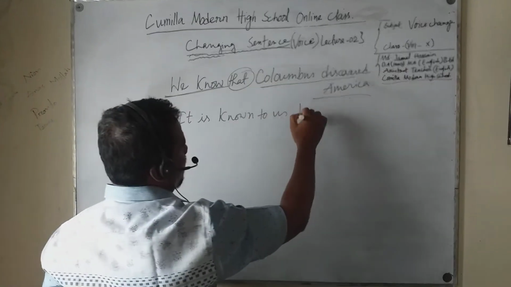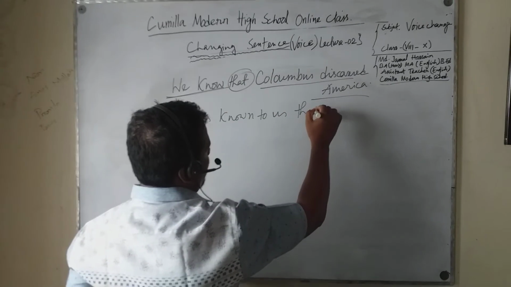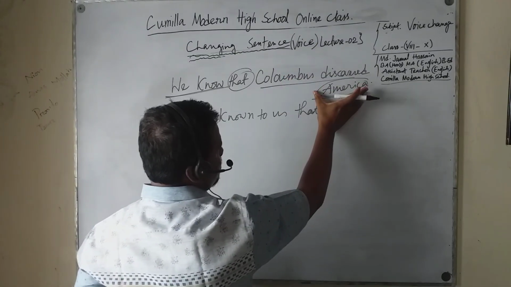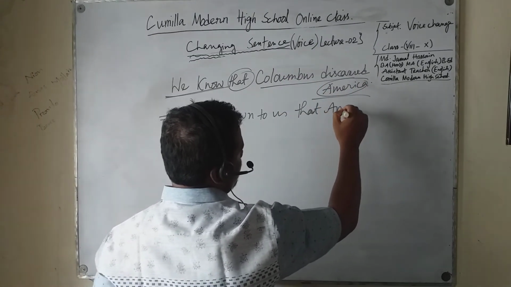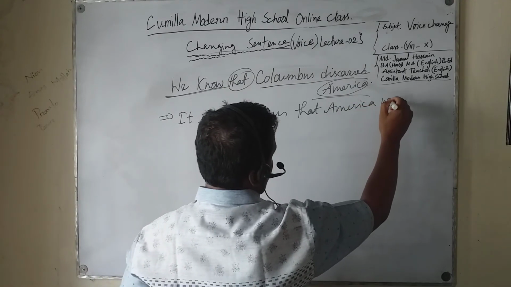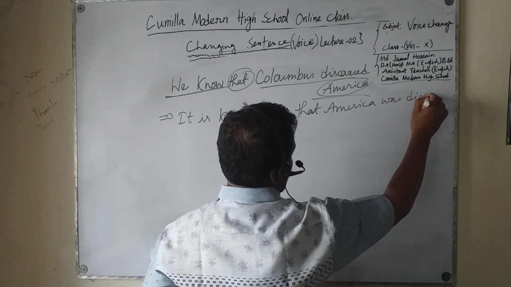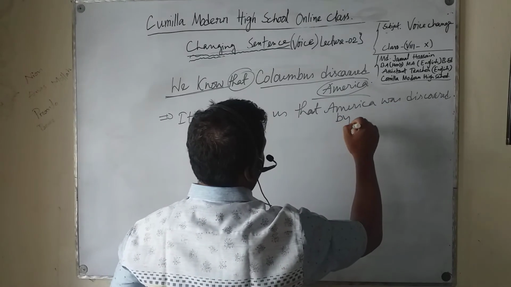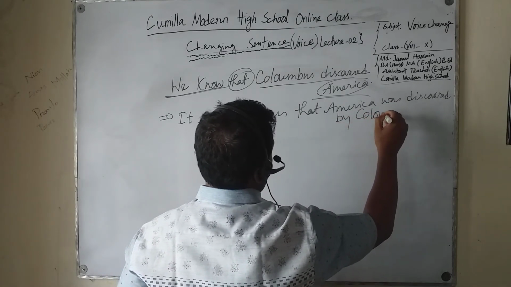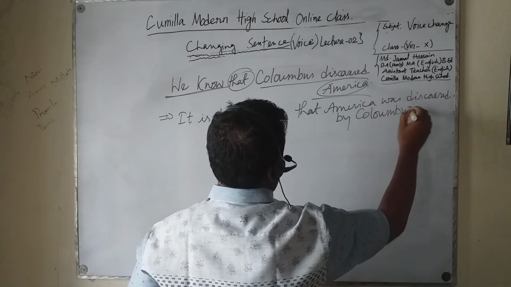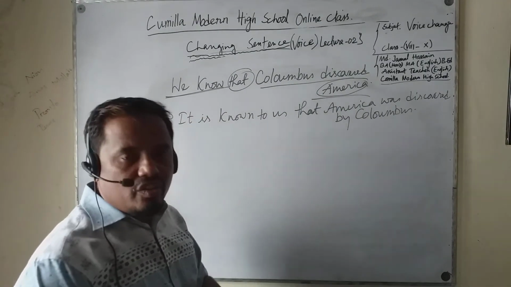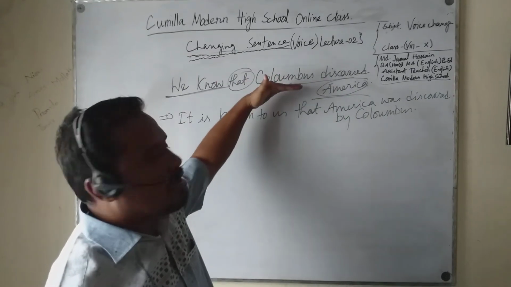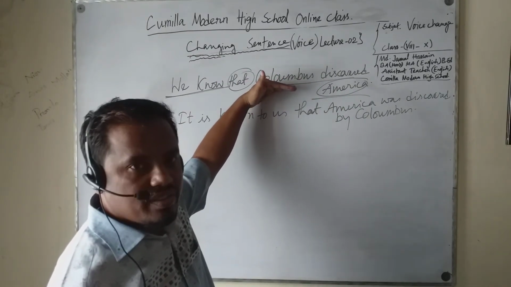That will be saying that America is the object of this clause. America was discovered by Columbus. That's mean you have to transform both clause of complex sentence into passive.